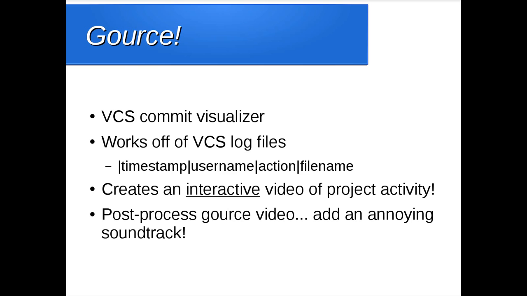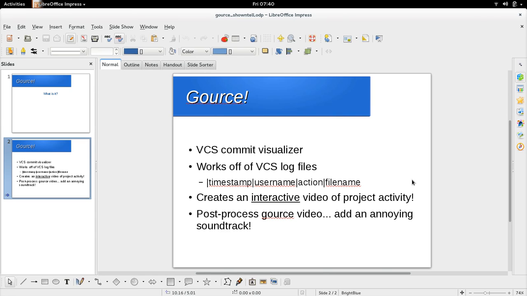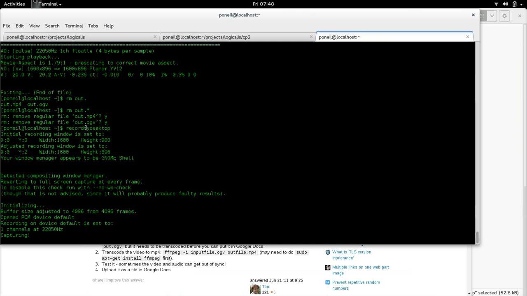So you can actually see what you would normally just look at when you were looking at all the commits and the files that were being changed in, say, a Bitbucket project, or CVS or SVN or any other. It can read the logs or log output in the right format for any VCS system. And then the cool thing is that you can post-process your Gource video, and you can do things like add an annoying soundtrack, which I'm going to show you how to do. All right, so that's what we're going to do today.